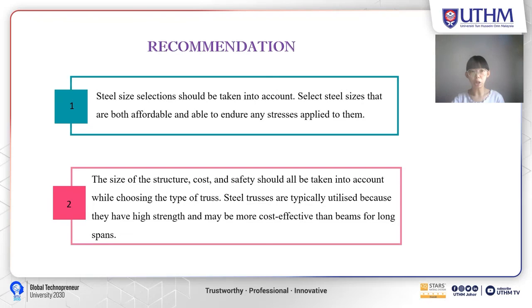The first one is that the steel size selection should be taken into account. Select steel sizes that are both affordable and able to endure any stress applied to them. The second one is that the size of the structure, cost and safety should all be taken into account while choosing the type of truss. Steel trusses are typically utilized because they have high strength and may be more cost effective than beams for long spans.